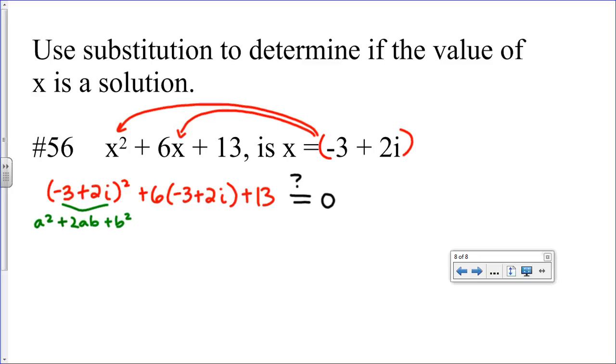If I do the shortcut, this is why having this memorized is helpful, because you use it inside other problems sometimes. But you can always write it twice and use FOIL. So negative 3 squared is 9. Okay, 2ab. So a times b. Negative 3 times 2i is negative 6i times 2, negative 12i. And b squared is 4i squared, which is negative 4. So then this is 5 minus 12i.